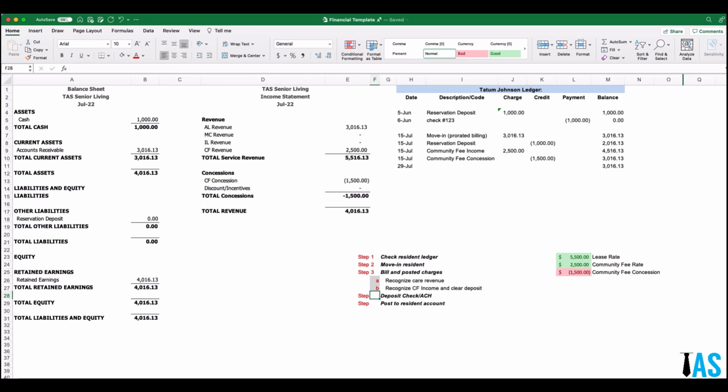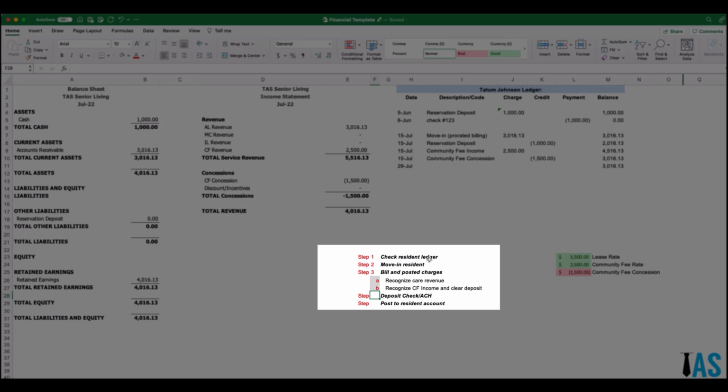So we know the next step is to deposit the cash into the bank. So we're going to deposit the cash into the bank. And again, these are broken into two different steps, because now we're going to post it to the resident's account, and also put it in the financials to show cash was received. Stressing the point: money goes in the bank first before we go into the ledger and say the resident paid, because we want to make sure that cash is in the bank.